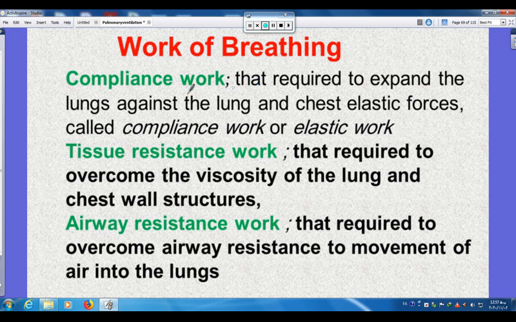Therefore, the work of breathing, or respiration work, is divided into three: compliance work, tissue resistance work, and airway resistance work. The compliance work is that required to expand the lungs against the lung and chest elastic forces, also called elastic work. The tissue resistance work is that required to overcome the viscosity of the lung and chest wall structures. Airway resistance work is that required to overcome airway resistance to movement of air into the lungs.